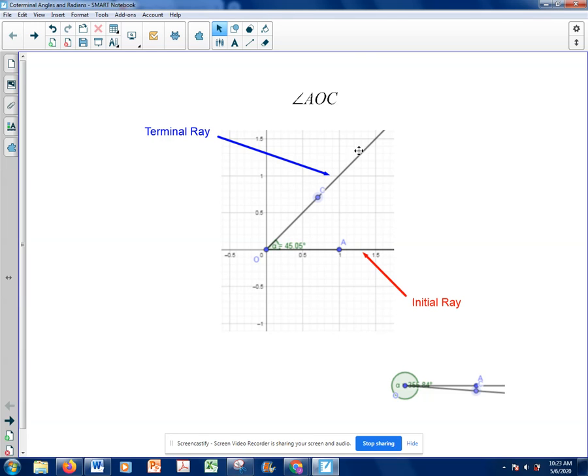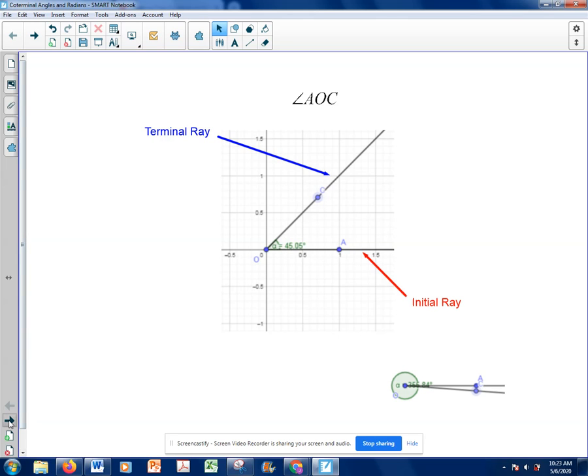If it was acute, it's going to be over here in quadrant 1. If it's right, it's going to be up here on the positive y-axis. If it's an obtuse angle, you're going to have C be in the second quadrant, and then we got up to a straight angle, which makes a line, and that would be on the negative x-axis. But when we go into trigonometry, we're going to start having angles bigger than 180 degrees. So over here, you can see almost a 360.